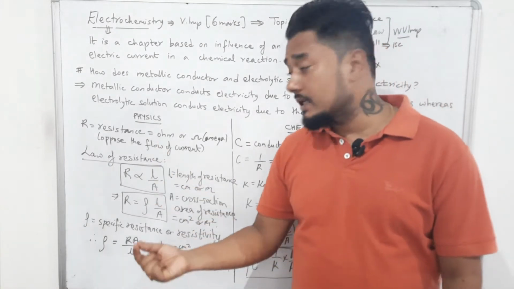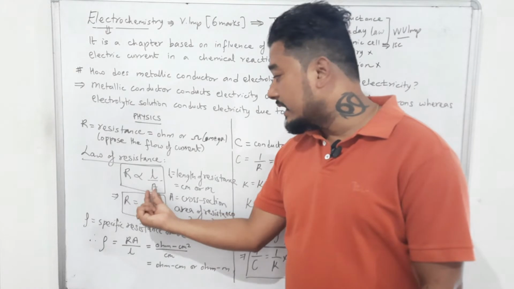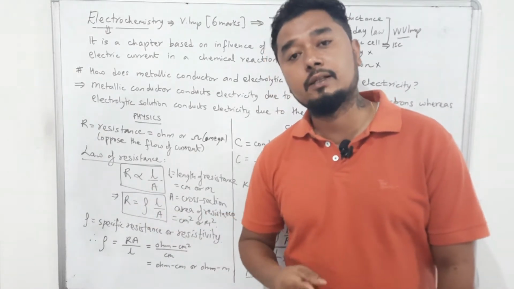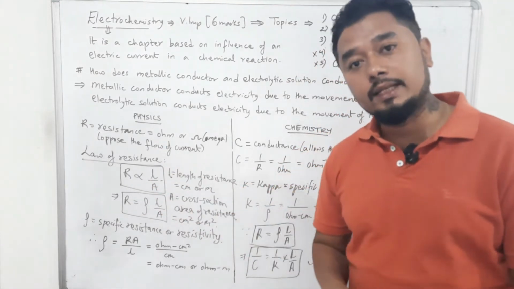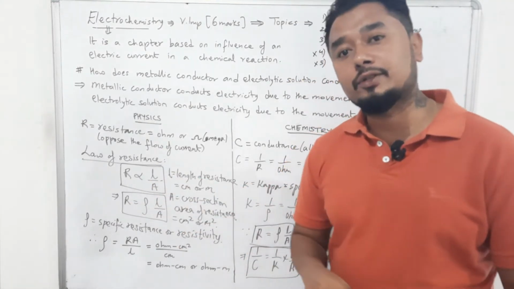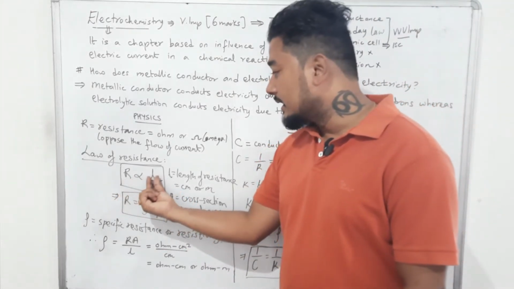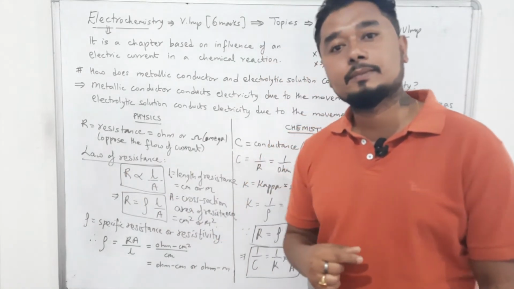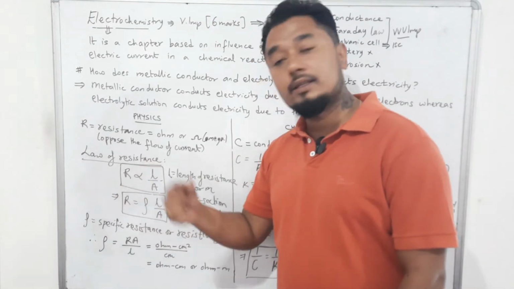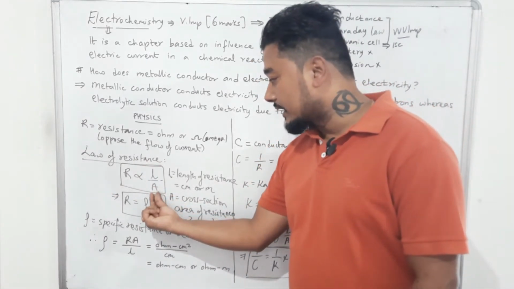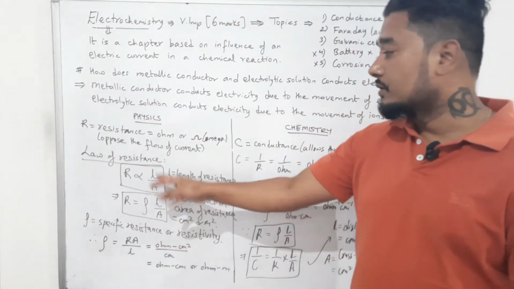And the law of resistance says that resistance is directly proportional to its length and inversely proportional to its cross-section area. I repeat again. It means the more the length, the more the resistance; the less the length, the less the resistance. The more the cross-section area, the less the resistance; the less the cross-section area, the more the resistance. You all understood this relation.